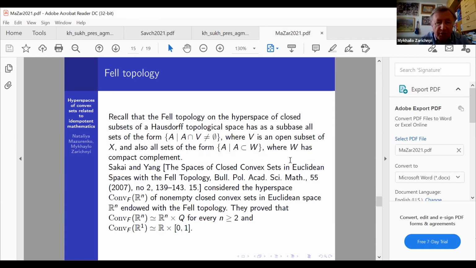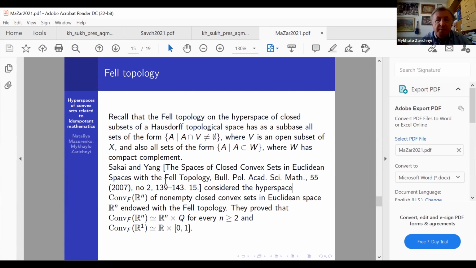Well, now about the Fell topology. The difference between the Fell topology and the Vietoris topology is the following. We consider the sets of the form A, which is a subset of W, where W has compact complement. So we miss compact sets, not all the closed sets, but we miss compact sets.